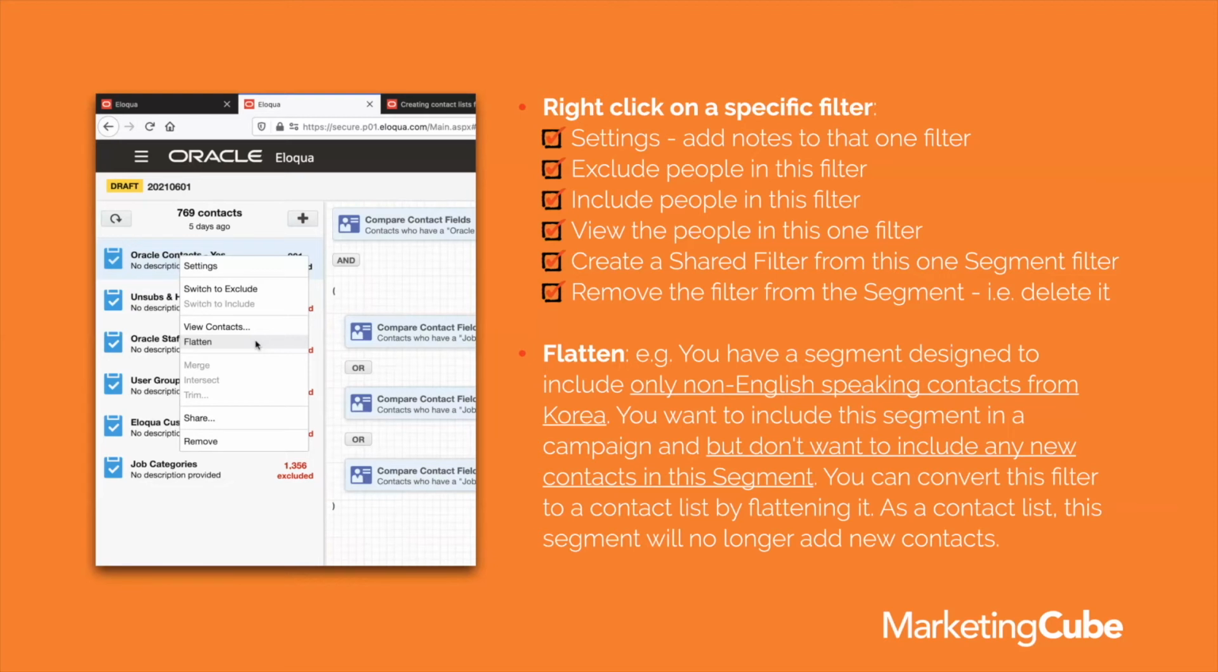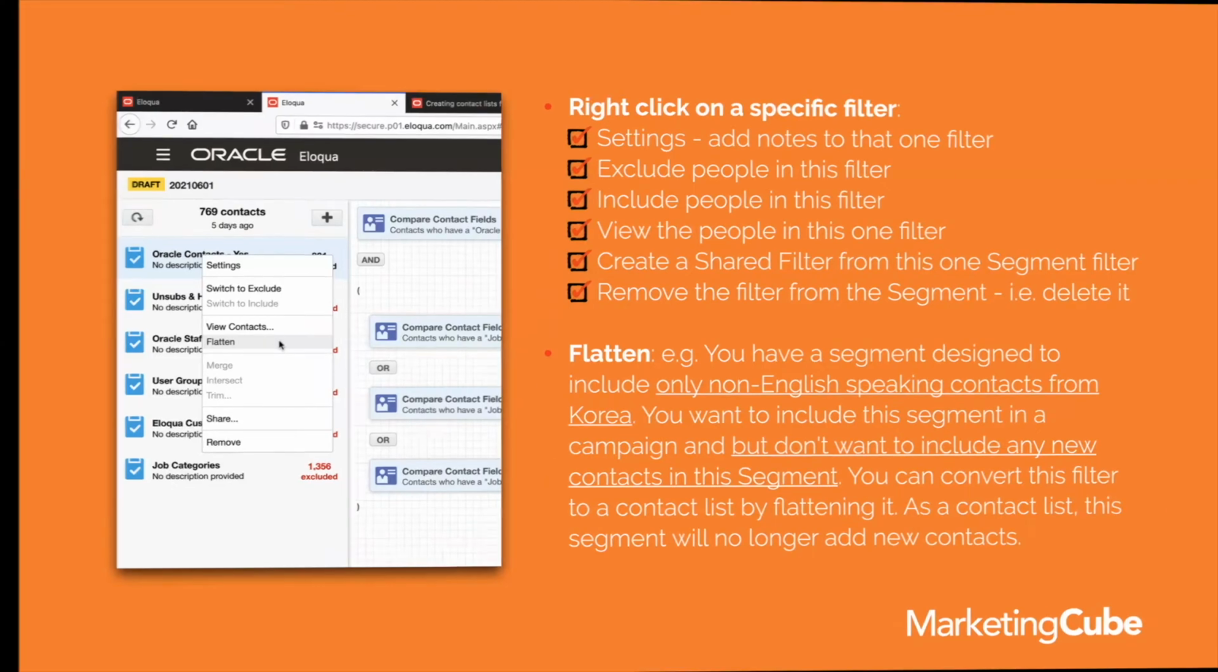So again, that sometimes can be helpful. You see the example here where you're wanting to target a very specific group of people, but you want to do it at a moment in time, and you don't want to add more people to it nor take people away, for example. And so flattening that list will be helpful to enable you to do that. Any questions on those points?